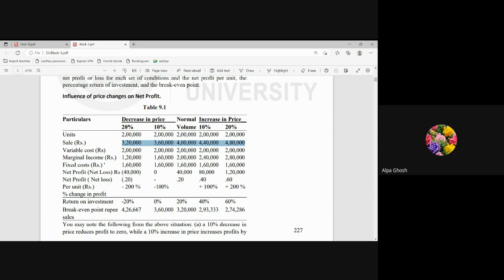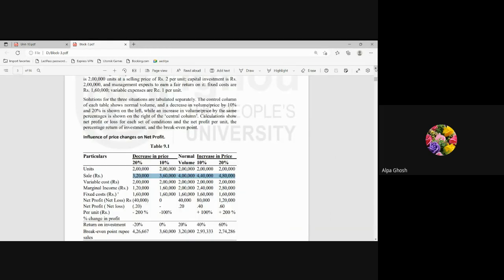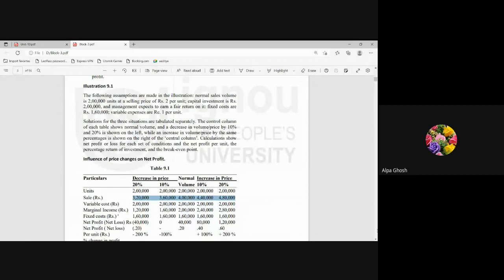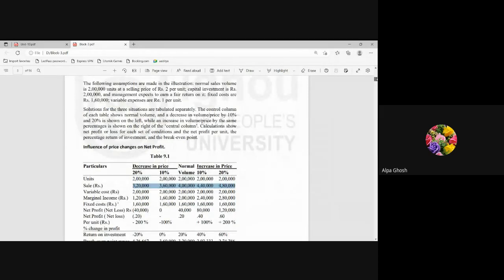Is this visible to everyone? Yes, ma'am. Try to understand. I hope everyone is with your registers and pen and pencil. Yes, now the question is also visible, and the solution.